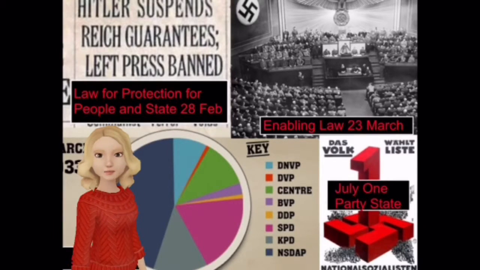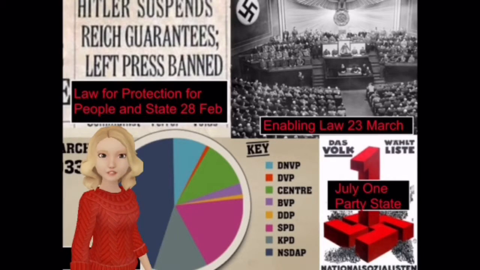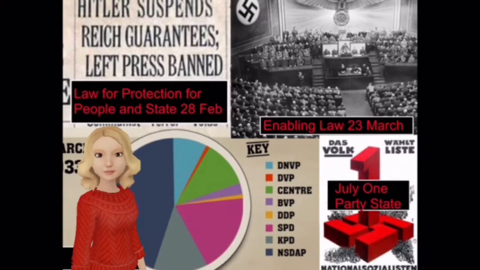In this election, many communist leaders were imprisoned and other key opposition figures were intimidated by the SA. As a result, following the election, the Enabling Law was easily passed. The Enabling Law, in effect, gave Hitler the power to make law for 4 years without approval of the Reichstag.